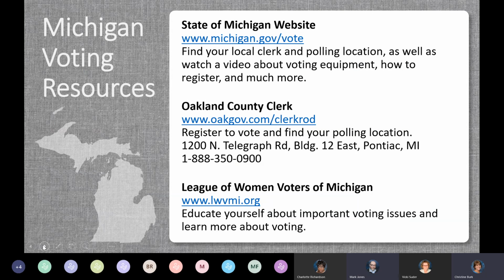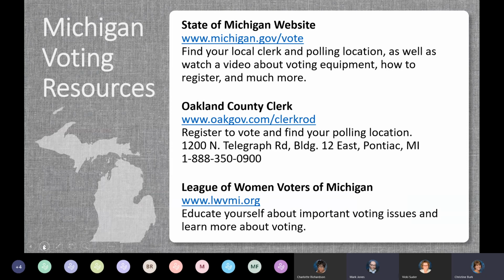That video was in our previous webinar, Voting 101, and in a little bit I'll tell you how to get to that webinar. But Michigan has voting resources online, and you might want to take note of these. I'm going to read them because I know some people are on the phone. The state of Michigan has a website, and it is www.michigan.gov/vote. And you can find your local clerk and polling location. There are also videos about the voting equipment, how to register, and much more.